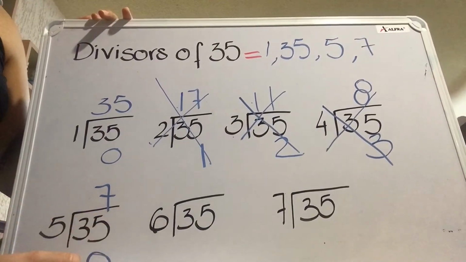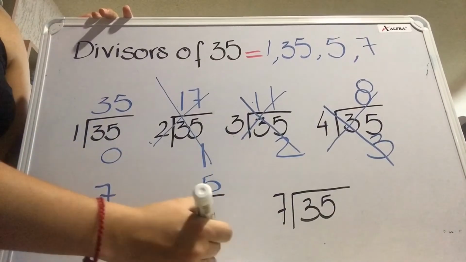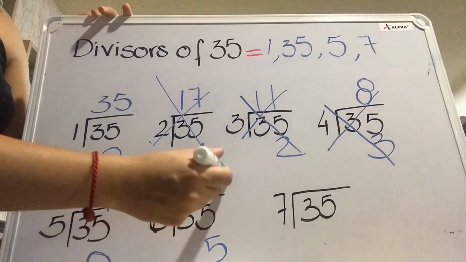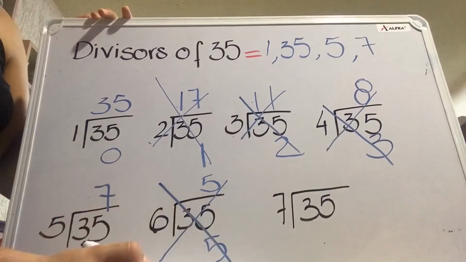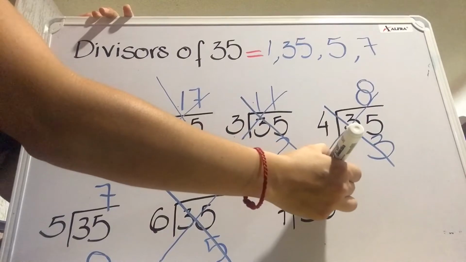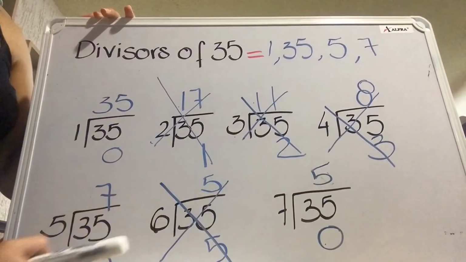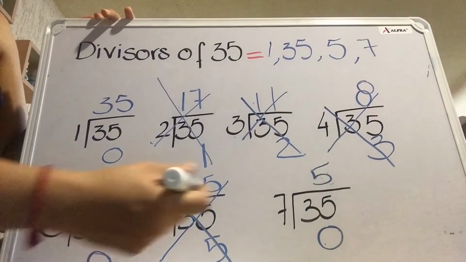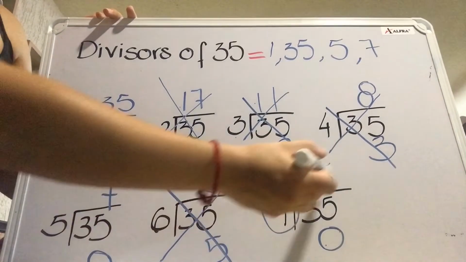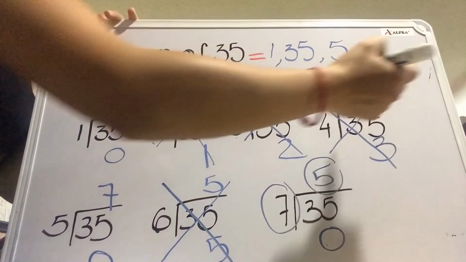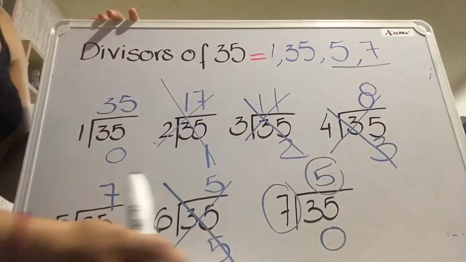35 divided by 6 equals 5, but I have 5 as a remainder. These are not divisors. 35 divided by 7 equals 5, and there is no remainder. 7 and 5 are divisors of 35, but these numbers are already repeated. It means that there are no more divisors.